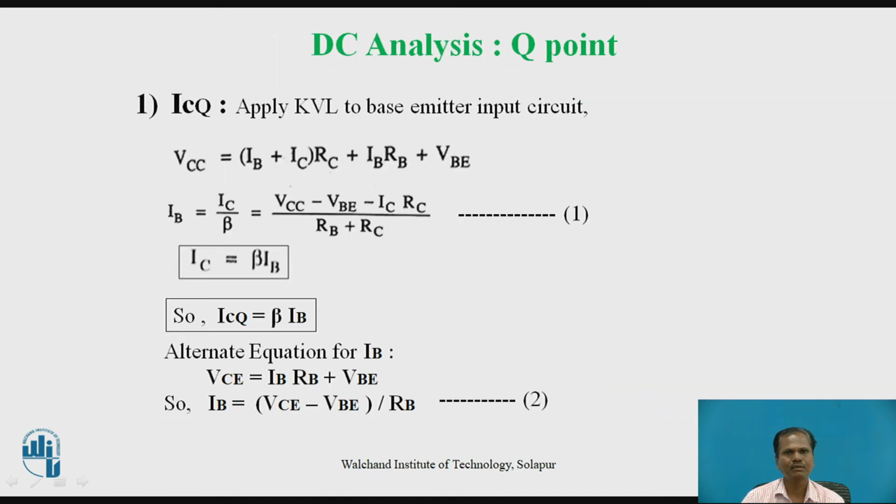So let us obtain Q point values for the collector to base bias circuit. First, let us go for ICQ. Apply KVL to the base emitter input circuit. So VCC equal to (IB plus IC) into RC plus IB into RB plus VB. Current flowing through the collector resistor is the sum of base current and collector current. So IB equal to IC upon beta, that is equal to (VCC minus VB minus IC RC) upon (RB plus RC). So IC equal to beta times IB. The alternate equation for IB: VC equal to IB into RB plus VB, so IB equal to (VC minus VB) upon RB.